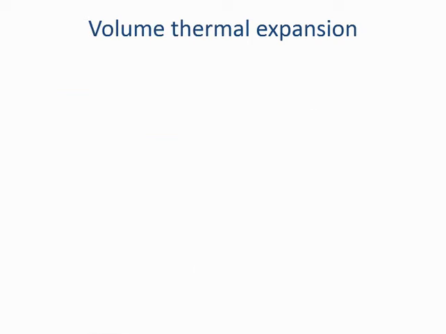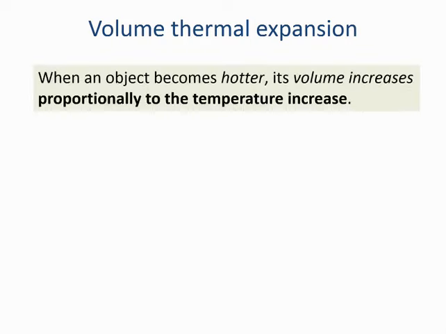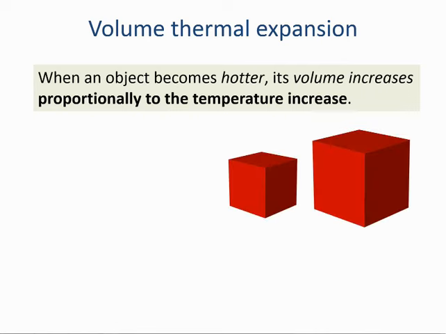If we now consider a more generic shape, so not necessarily a thin rod, then we need to account for the change in all linear dimensions upon changing the temperature. So we call this process volume thermal expansion. When an object becomes hotter, its overall volume increases proportionally to the temperature increase. If you had a cube at temperature T0, it would change its volume at temperature T0 plus delta T by an amount delta V. The volume would be V0 plus delta V.